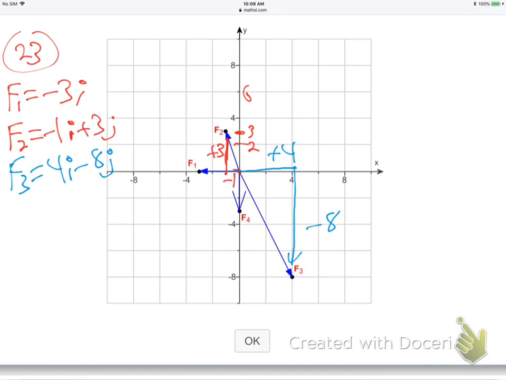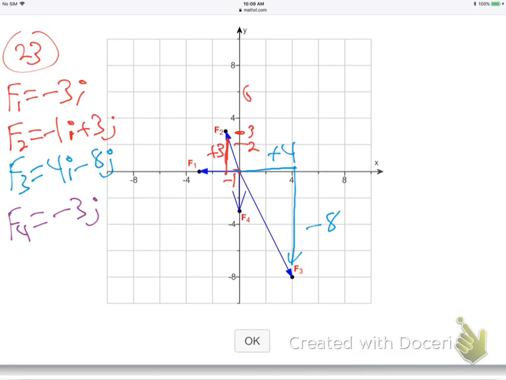Is that good? So see how I'm doing this? And then finally, force 4 is just straight down, isn't it? Just down 3J. Straight down 3. No I component at all. Good? Then just add them up.